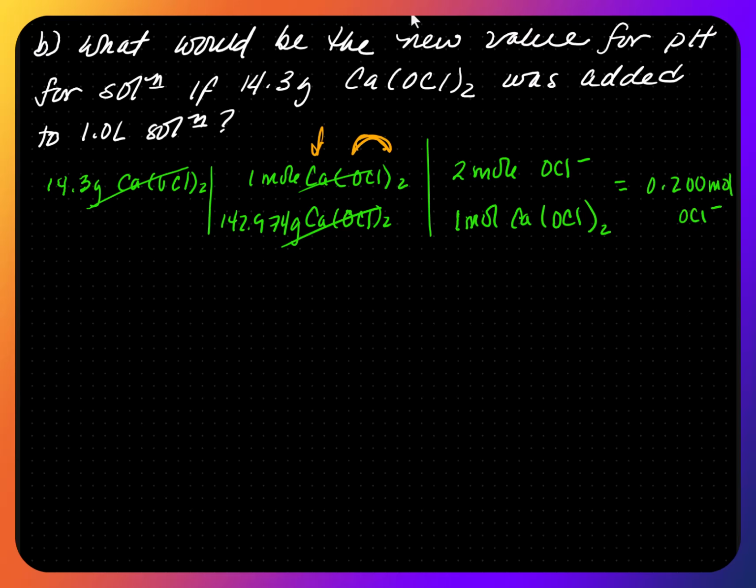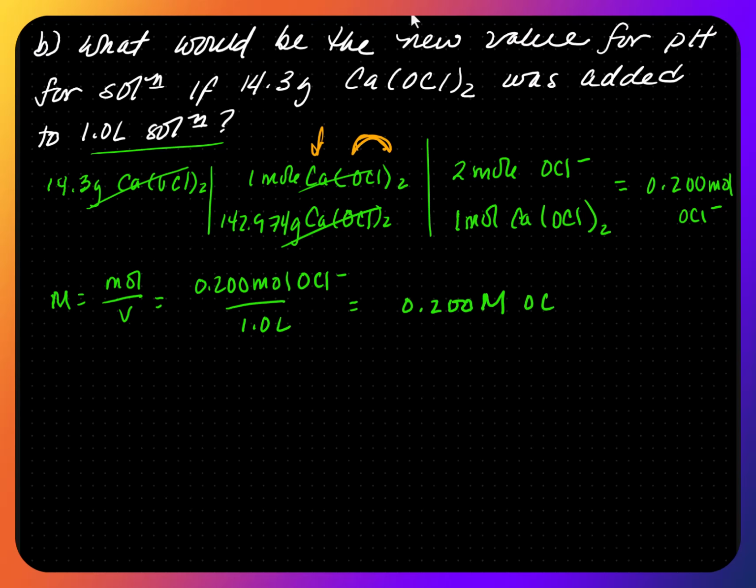So the new concentration is moles over volume. That's going to be 0.200 moles over 1 liter, because that was the volume given of solution. So the concentration is 0.200 molar OCl minus.